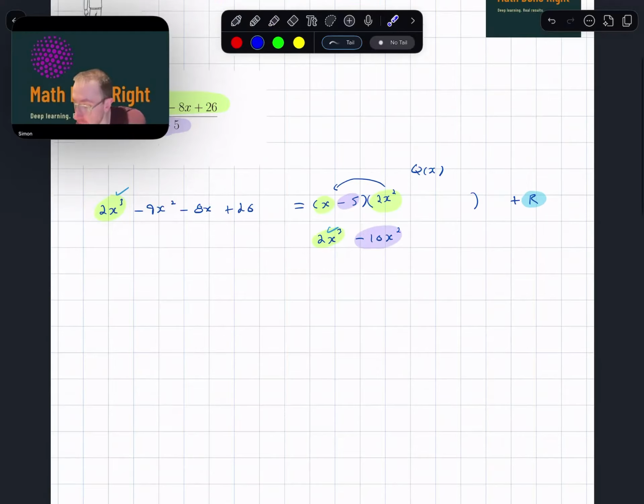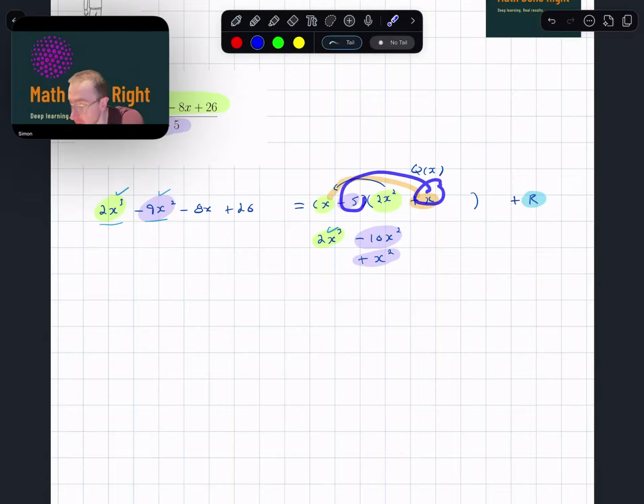And then we look at the number of x squareds we want. We want negative 9x squareds. We have negative 10x squareds. So how many x squareds do we have to add to the negative 10x squareds to get the negative 9x squareds? It's going to be 1, right? We need 1x squared to turn that negative 10 into a 9. So we put an x here because the x will multiply by the x and give us x squared. And that takes care of the 9x squareds.